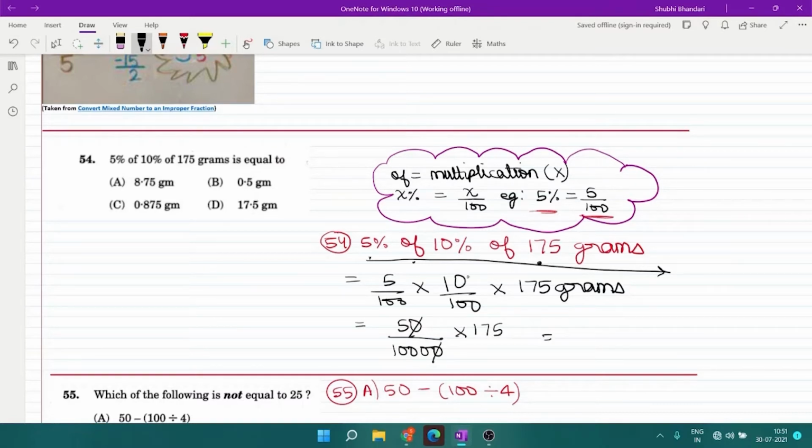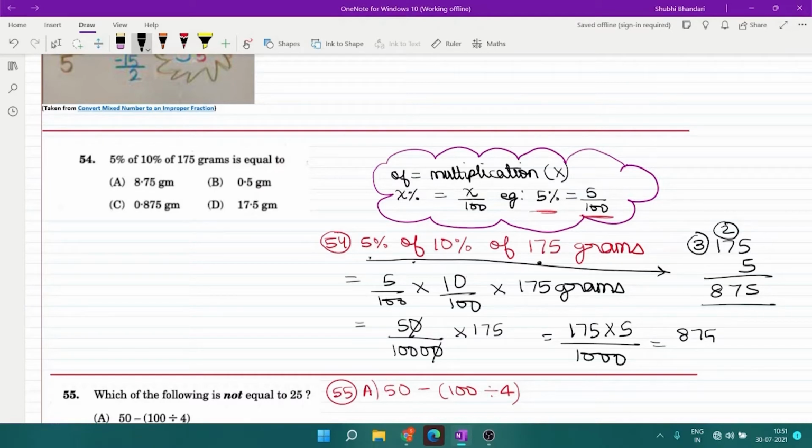Then 175 into 5, divided by 1000. So 175 into 5: 5 into 5 is 25, 5 into 7 is 35 plus 2, 37, carrying 3, 5 into 1 is 5, plus 3, 8. This becomes 875 divided by 1000, which is 0.875. So our answer is 0.875 gram, option C.